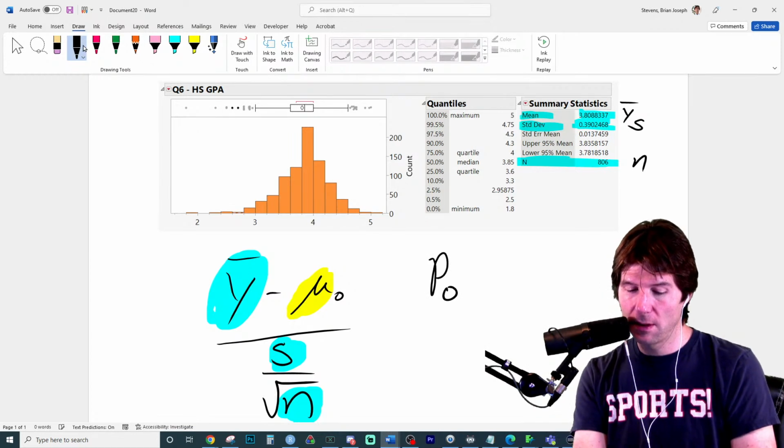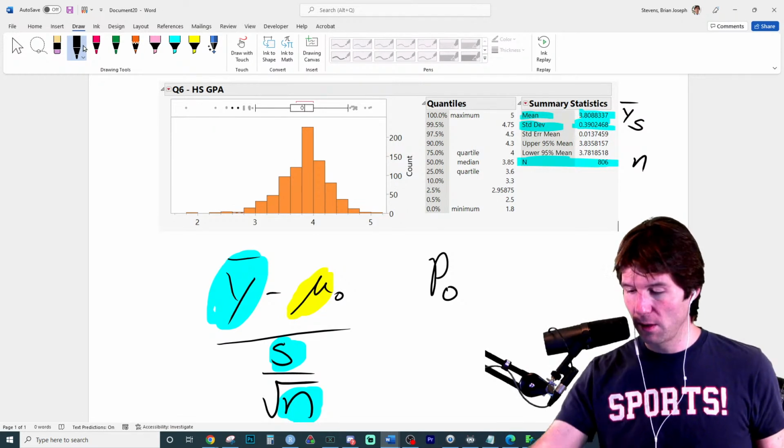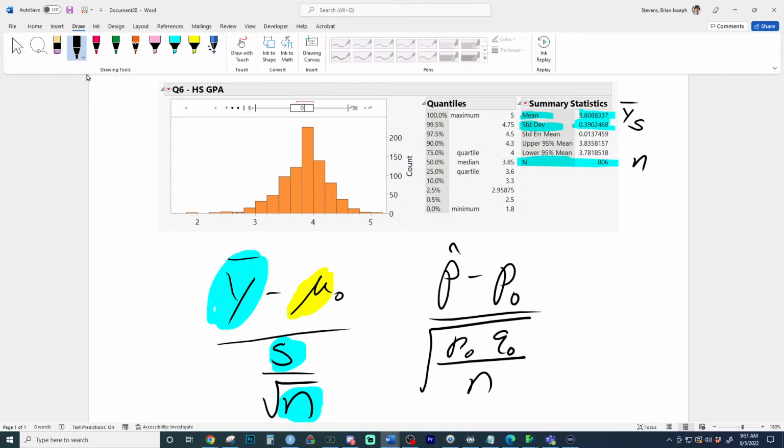P naught is the hypothesized true proportion. Like when we do the equation, which we're not doing right now, but we could show it: p hat sample proportion minus p naught true proportion over p naught hypothesized true proportion times q naught hypothesized true proportion over n sample size. So the naught means it's what? Hypothesized true mean. Exactly. We're just hypothesizing an amount. So what amounts can you hypothesize are true? Anything you want. These are all hypothesized.